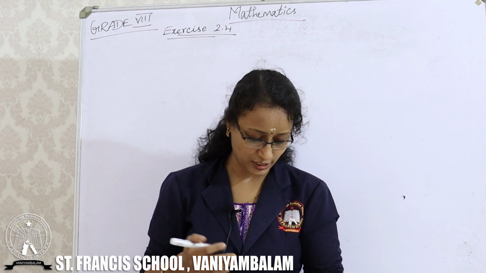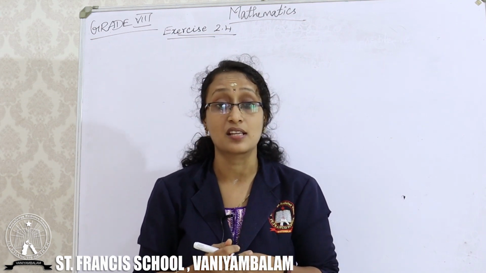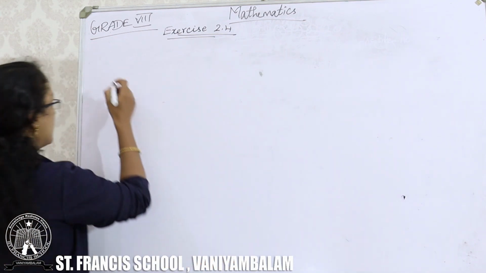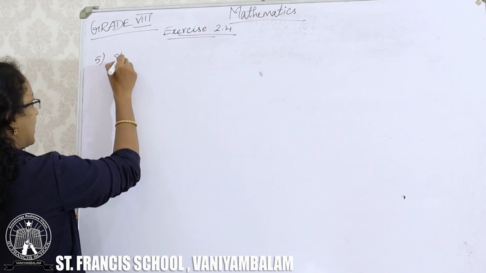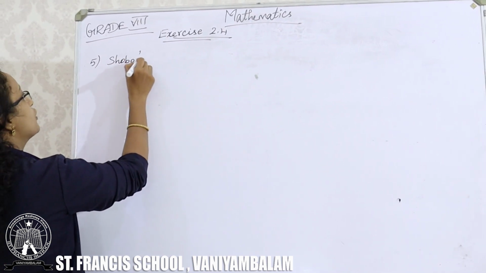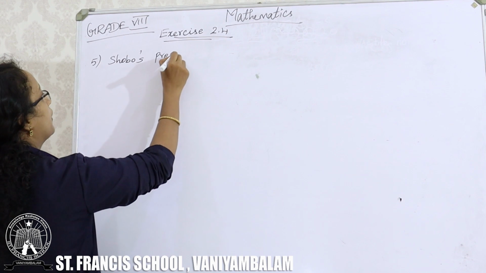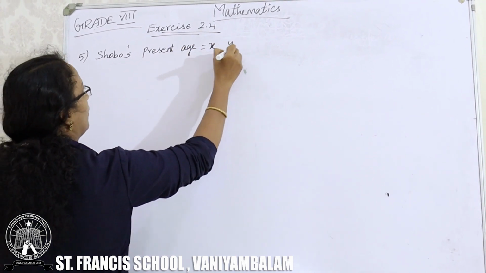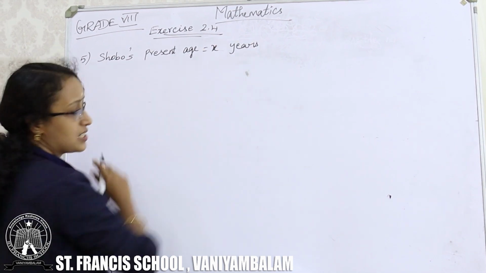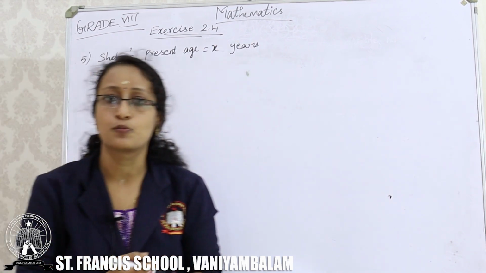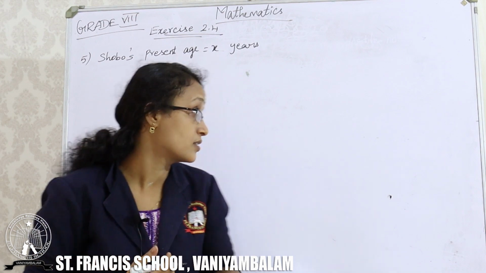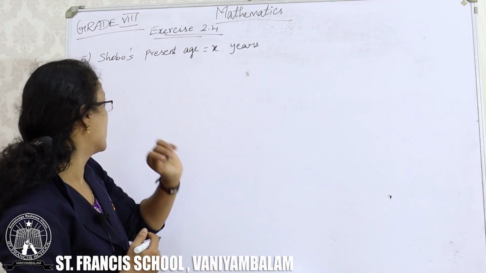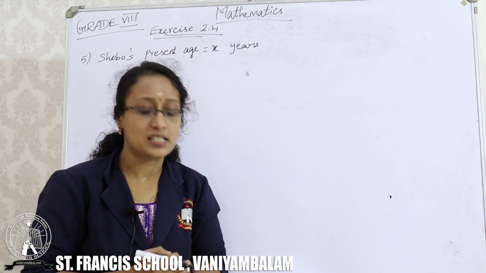Shobo's mother's present age is 6 times the Shobo's present age. So let us take Shobo's present age be x years. Why we are writing the years as unit? Because this is an age problem, so you have to write the units. So x years. What will be the mother's age?